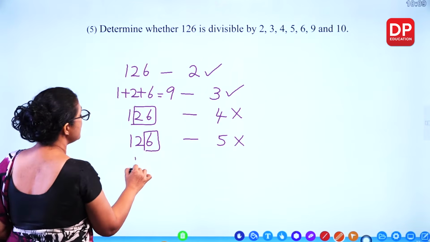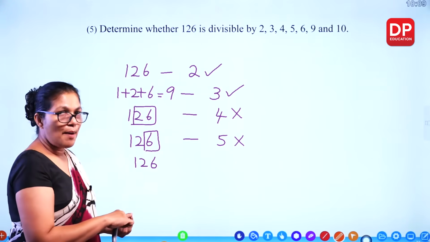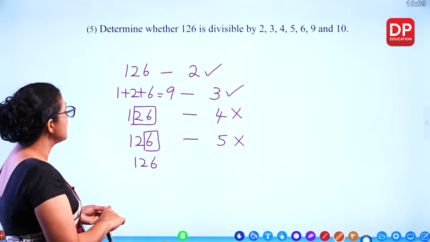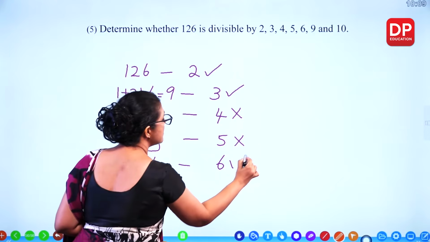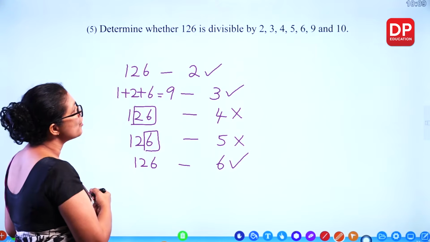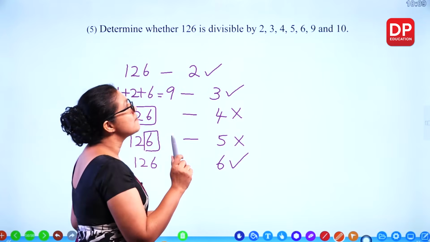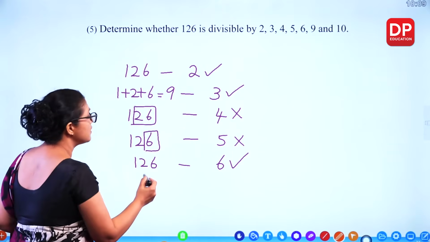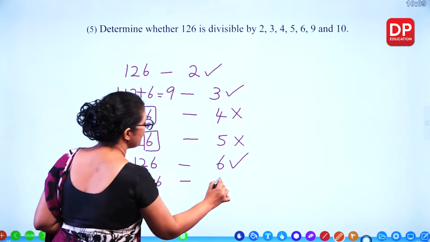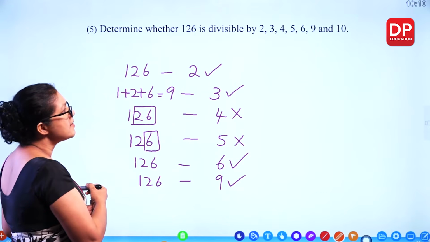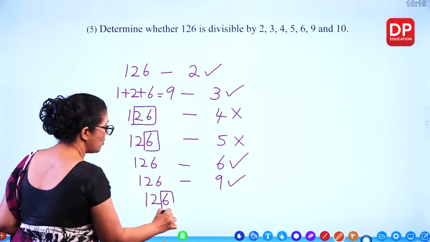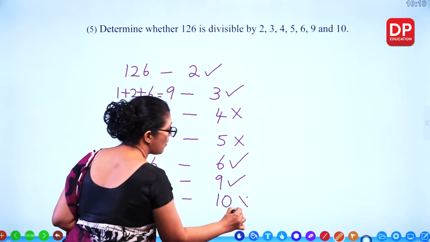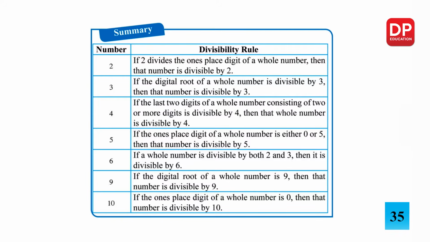6. How do we identify whether it's divisible by 6? Even number, digital root should be 3, 6, 9. Digital root is 9. So that means definitely it's divisible by 6 without a remainder. How do we identify it is divisible by 9? Digital root is 9. So that's correct, you can divide by 9. Is it divisible by 10? No. Last digit should be 0. So this is not divisible by 10. So this is the end of part 1 in your textbook.